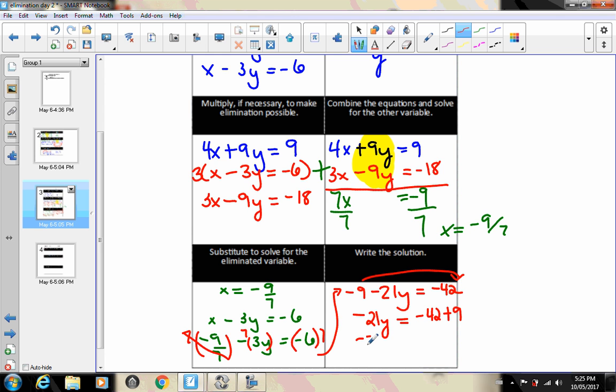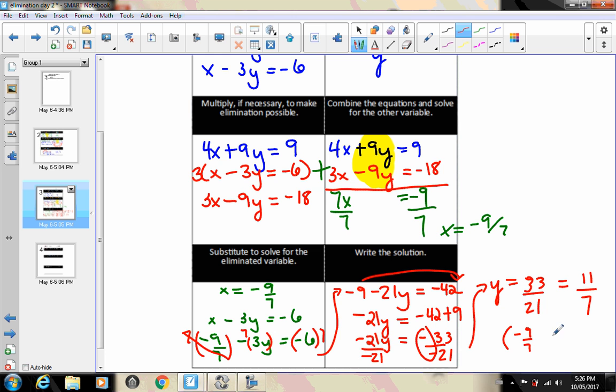So I have negative 21y over negative 33. Divide by negative 21, divide by negative 21. And I'm left with, this isn't a very nice one, but I'm left with y is equal to two negatives. These two negatives cancel out to be a positive, so positive 33 over 21. Now that can actually be reduced to 11 over 7. So my point of intersection here is negative 9 over 7 and 11 over 7.